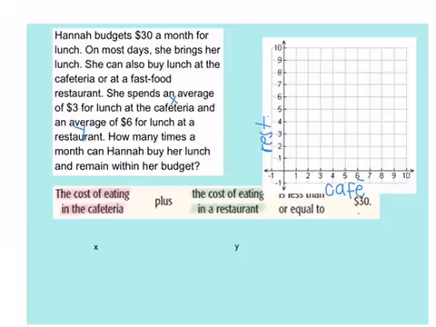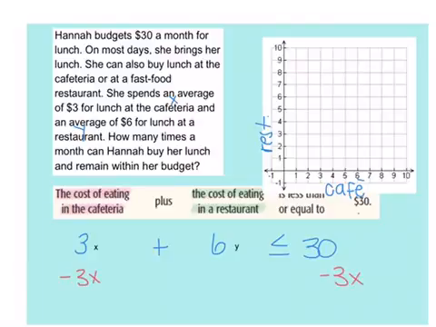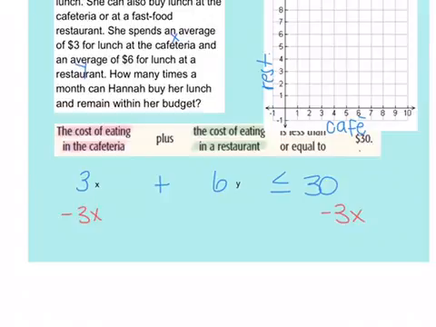So it costs me $3 to eat in the cafeteria, so 3x, plus $6 to eat at a restaurant, so 6y, and I want that to be less than or equal to $30. Before we can go ahead and graph this, we need to be in slope-intercept form. So we need to go ahead and get the y alone, or solve for y. So we're going to start with subtracting 3x from both sides. That's going to give me 6y is less than or equal to negative 3x plus 30.